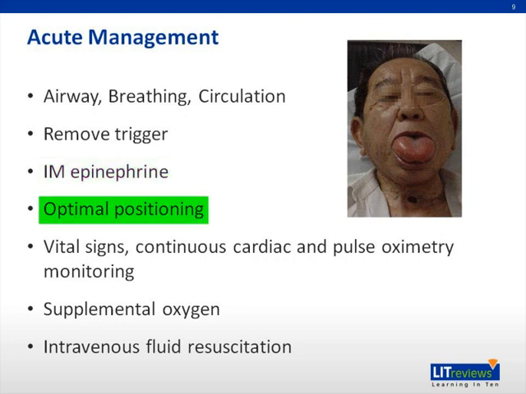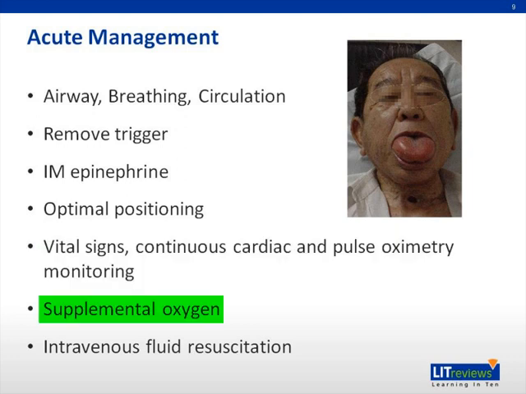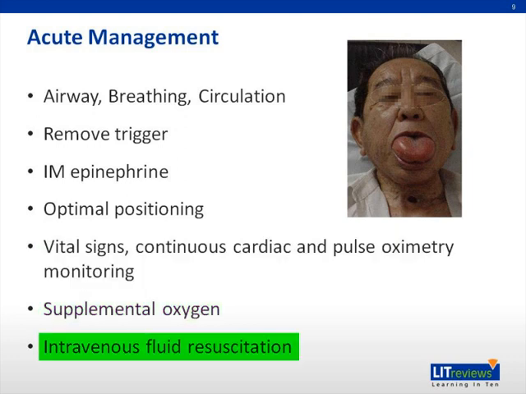Position the patient appropriately in a supine position with lower limbs elevated. Note that the patient may be unable to lie supine when there is a presence of airway compromise or vomiting. The patient should be managed in a monitored area with frequent monitoring of vital signs. Provide supplemental oxygen and start intravenous fluid resuscitation.